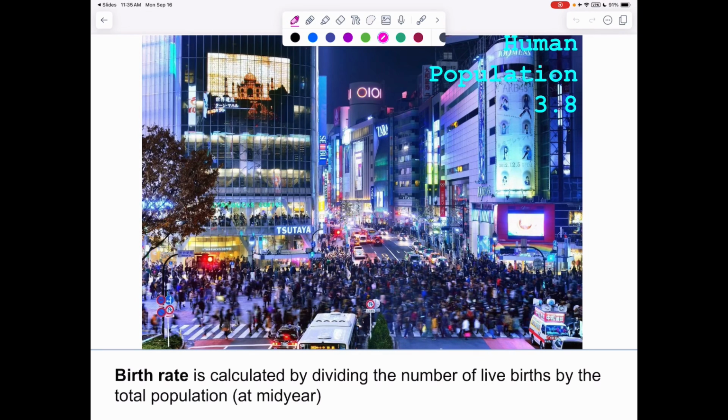This is topic 3.8, human populations, and we are finally, after talking about all these biomes, all these other species, all these animals, we are finally talking about the human. So let's do this.